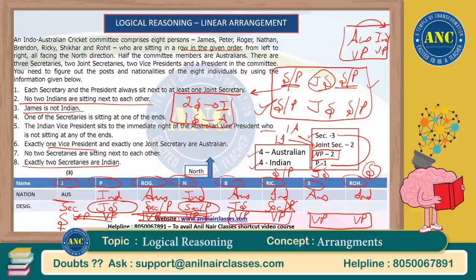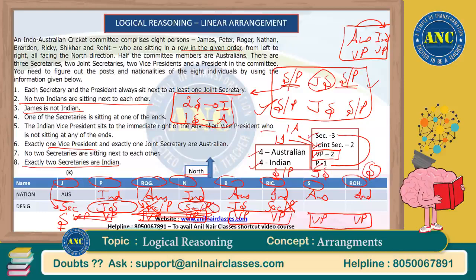So either of Roger or Nathan, one of them would be a secretary and one of them would be a president. Okay. How many secretaries are Indians and Australians? One Australian is a secretary and the other secretary cannot be an Australian now. So this position is gone. It means Roger is an Australian and a president. So if the secretary is gone here, then the president is gone here.